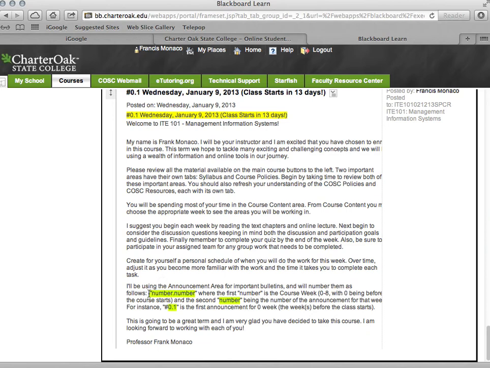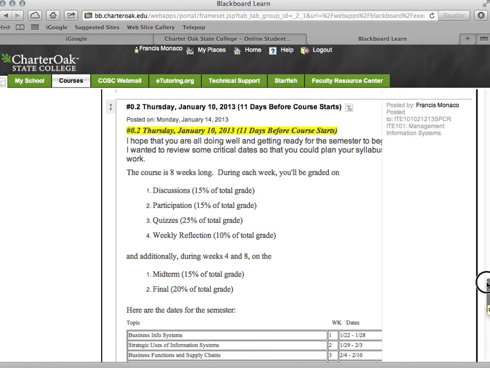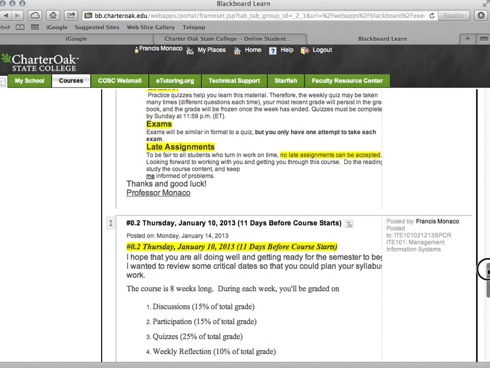So I always use that same kind of nomenclature: the first number is the week, the second number is the announcement for that week. And then I always tell you what date the announcement is. You're going to be spending a lot of time in the course content area. We'll go over that in a second. But it shows the grade breakdown: discussions, participation, quizzes, and then weekly reflection. It tells you what the total breakdown is for the semester, including the midterm and the final exam, which are also objective quizzes, I'm sorry.